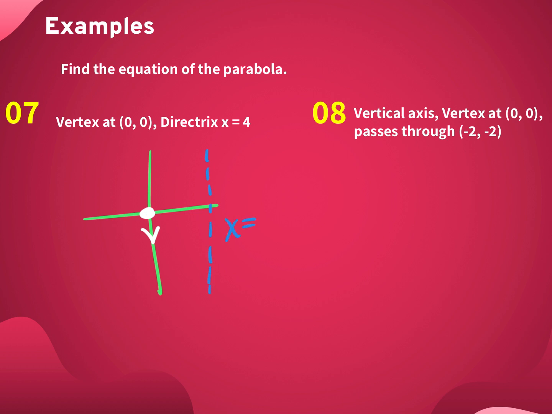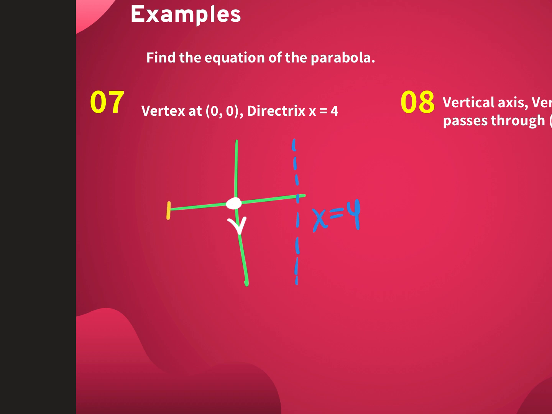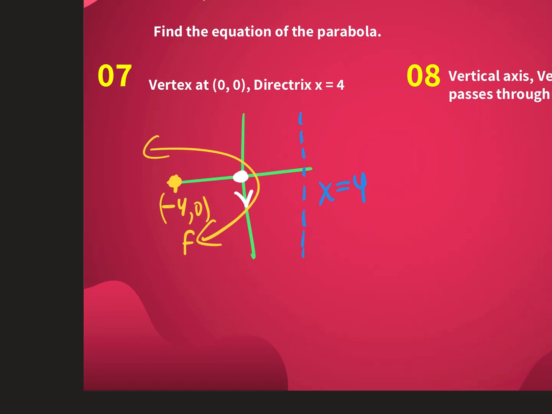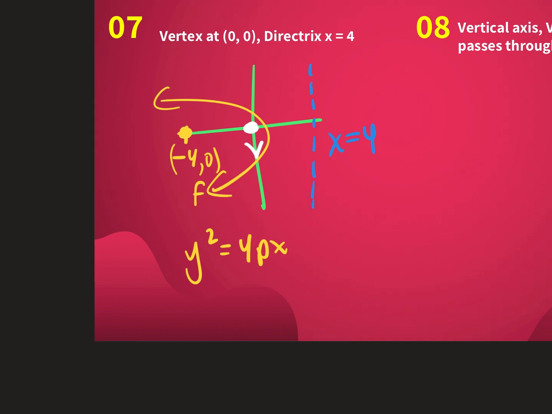This is x equals 4. I'm going to go ahead and put what else on my picture? I'm going to put my focus. Where's my focus? At (negative 4, 0) is my focus. Good. Which way is your parabola open? In that way. So what kind of equation is it going to be? Y squared equals 4px. Okay, so I have y squared equals 4 times... How far is it from the vertex to the focus or from the vertex to the directrix? How many units?